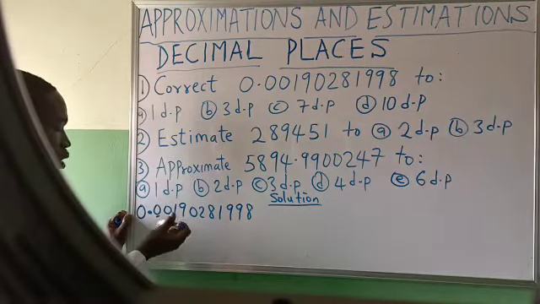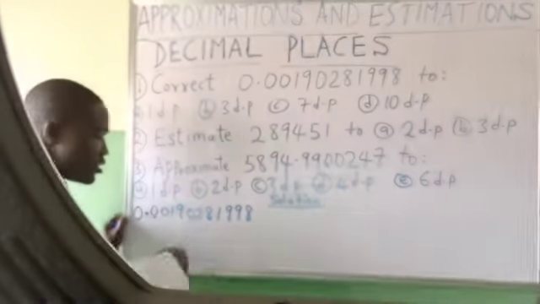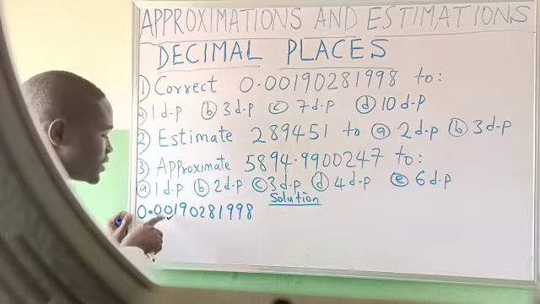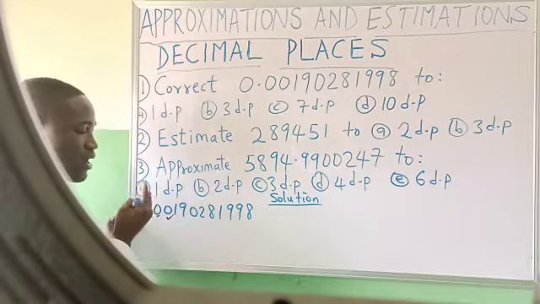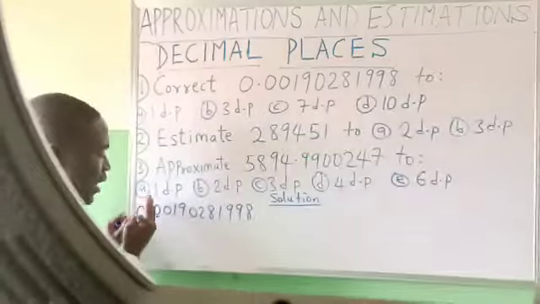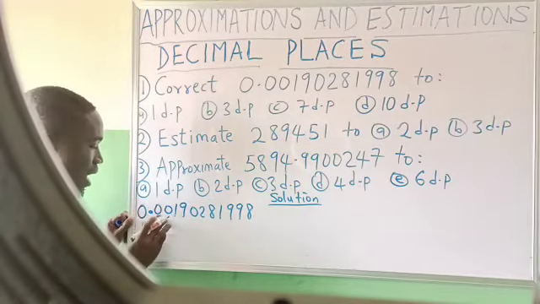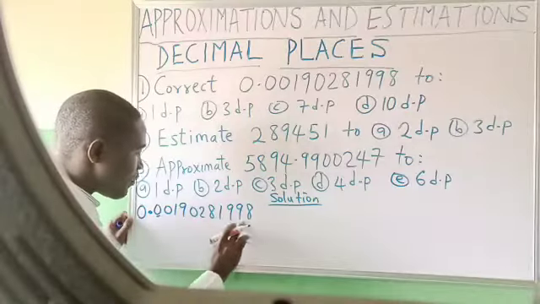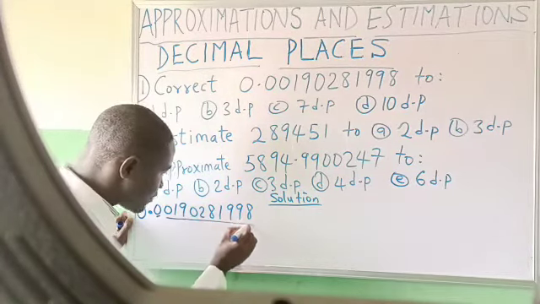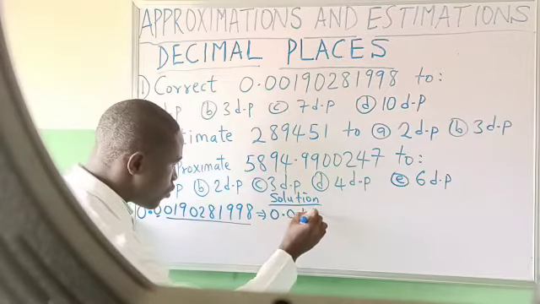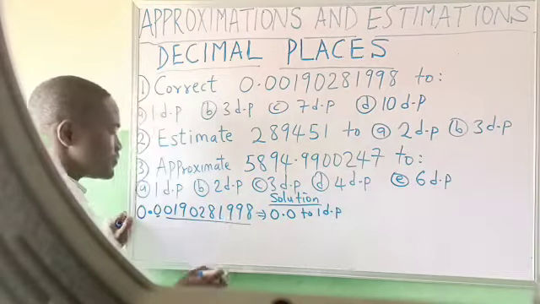This is 1. I will ask the next number, which is 0. Look at 0, the next number following it. Is it up to 5? You say no. Since it's not up to 5, I will round down. That is, I will forget about everything here because they are located after the decimal point. And I will write 0.0 to 1 decimal place.